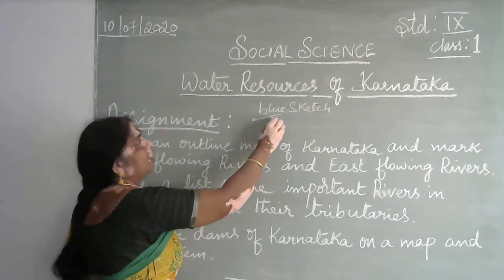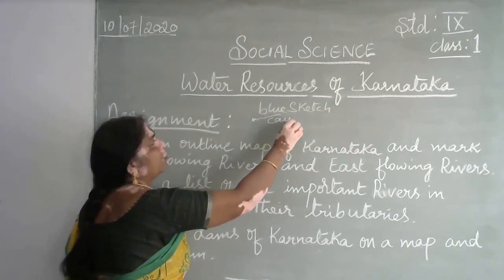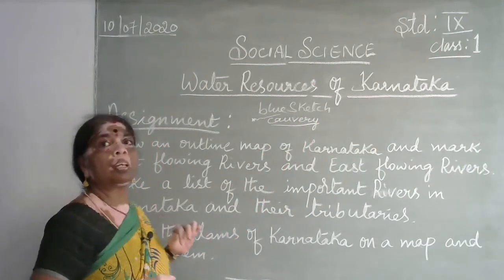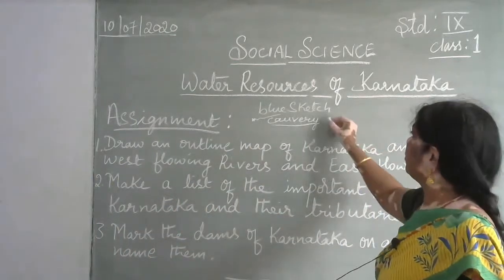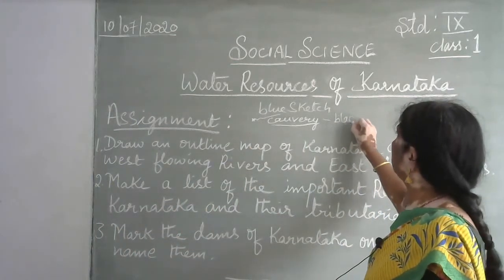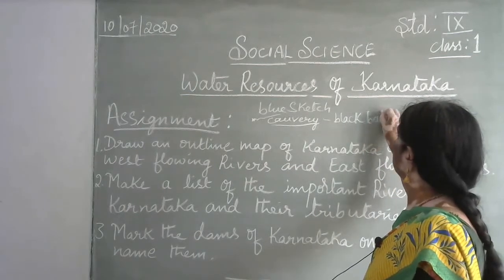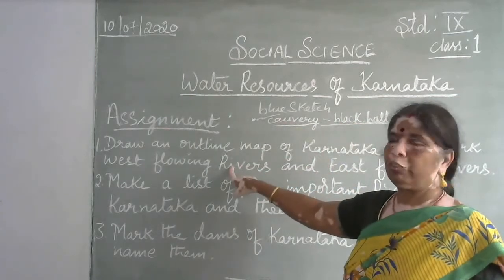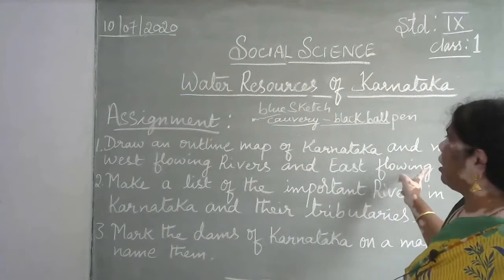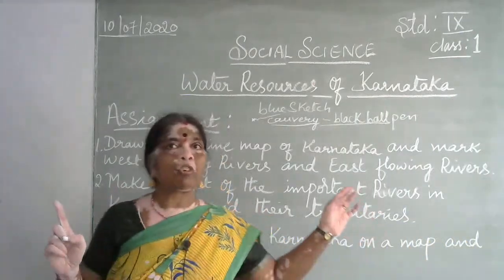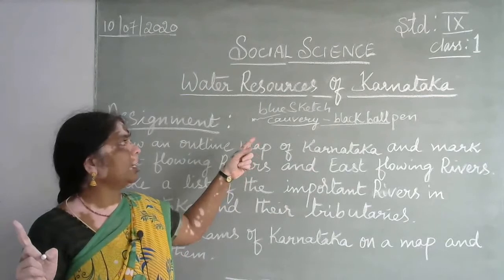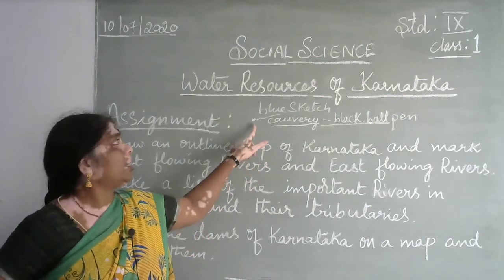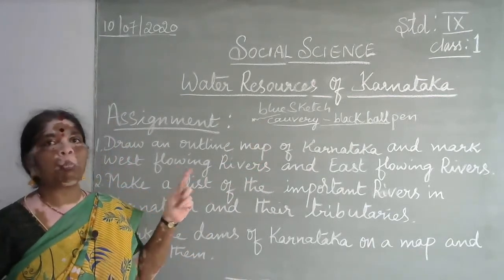And marking of the place: maybe this is river Kaveri. You are going to mark it as Kaveri. If you want to write Kaveri here, this marking has to be in black ball pen. So till here it is clear for you. Draw an outline map of Karnataka and name the west flowing and east flowing rivers. The places have to be marked in black ball pen, and the symbol of river in blue sketch.